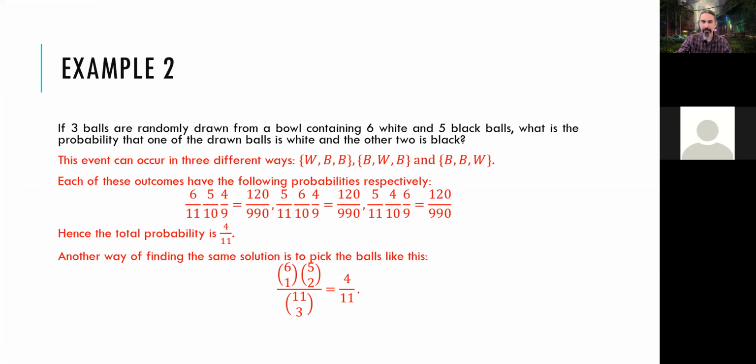The second way is just picking them at the same time. I'm trying to pick 3 balls out of 11 balls, so my sample space is the combination of 11 choose 3. Then I'm trying to pick the only white ball out of 6 balls, so 1 out of 6, and then 2 black balls from 5 balls, so 2 out of 5. When I calculate these combinations, again, I will get 4/11, the same result that the first way offered me.